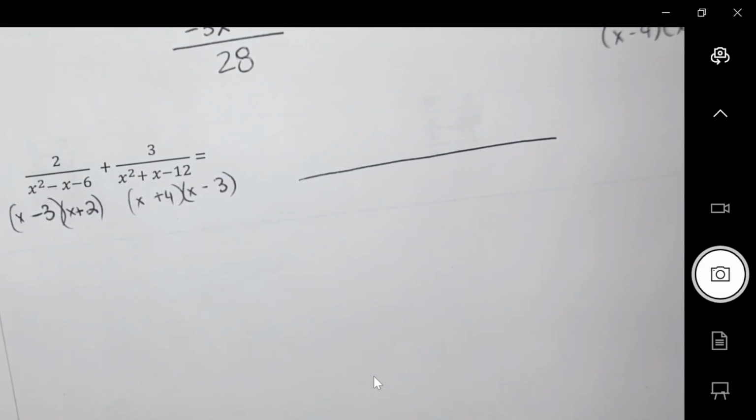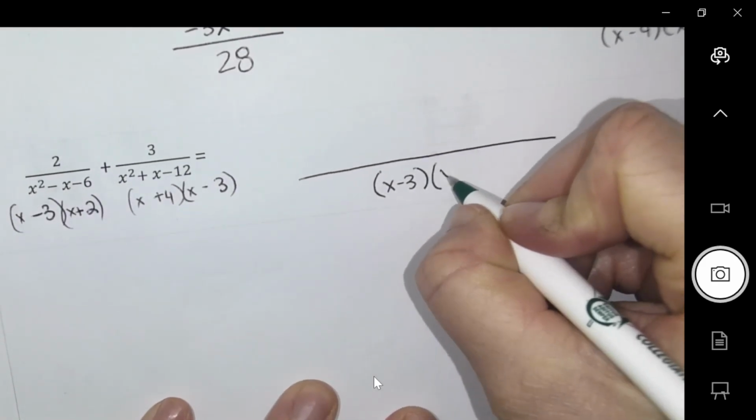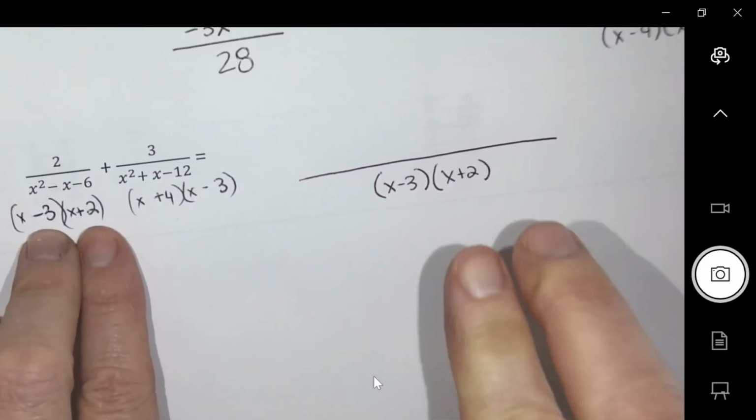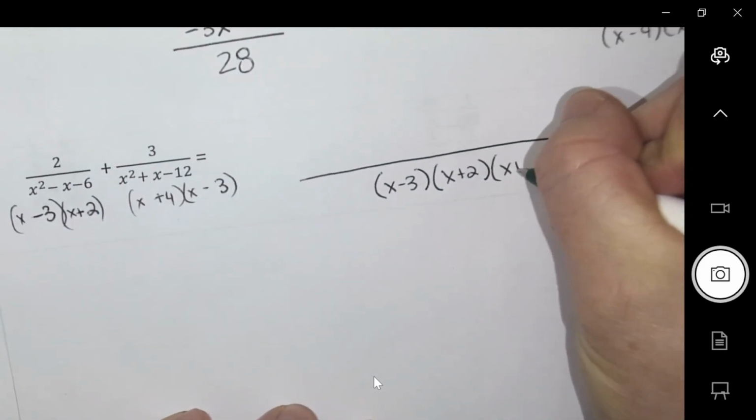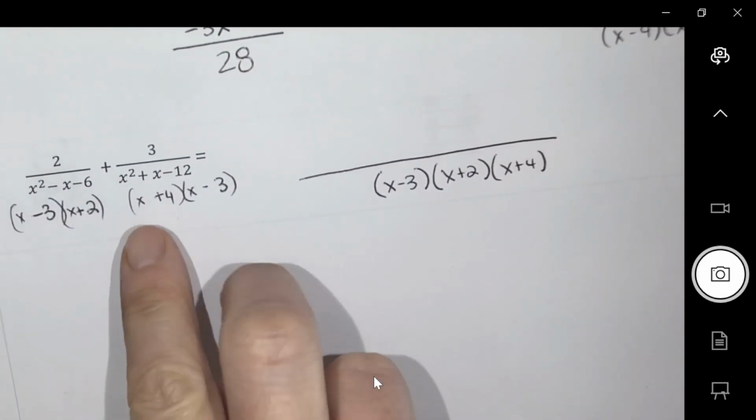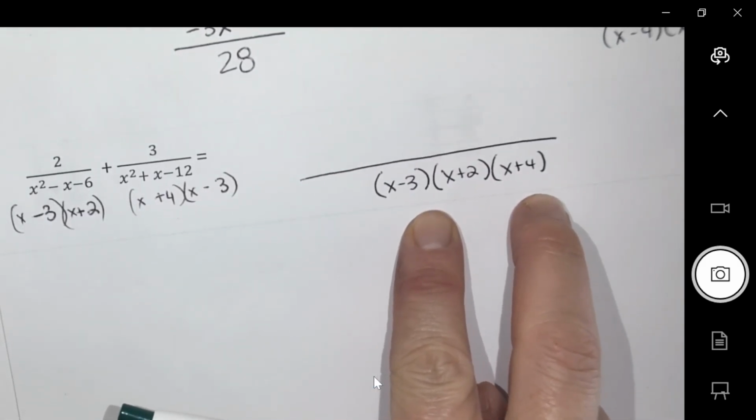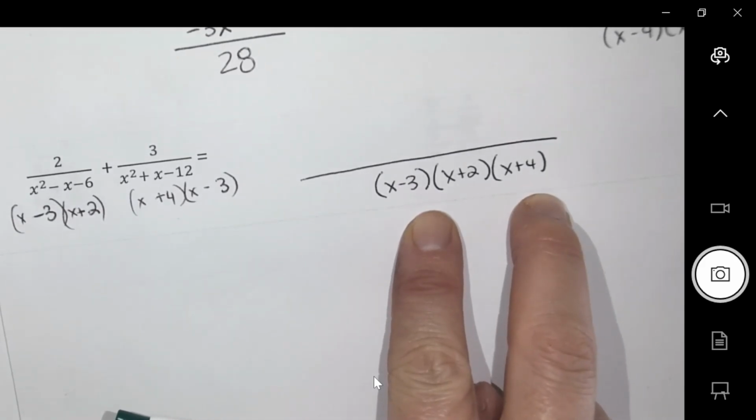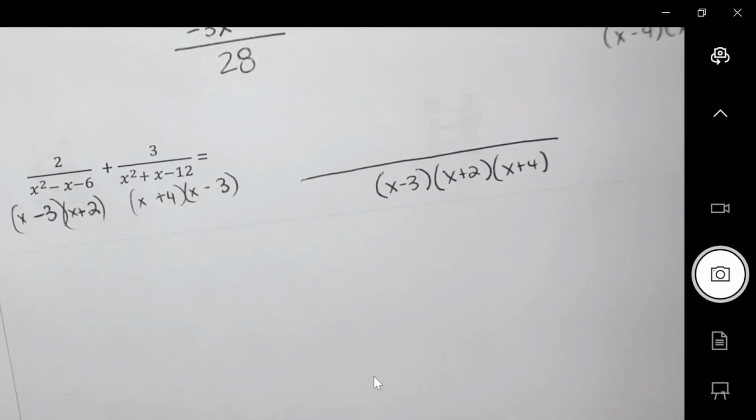What do I all need to have in that bottom so that I would be able to fit this in there and this in there? I need an x minus 3 in there. I need an x plus 2 in there. Boom, that fits. Now I need an x plus 4. This already fits in. I don't need an extra. That's like me saying 5 times 6. I'm going to use 30, not 60. I'm not going to go up any more than I need to. Okay, that's what that's kind of doing.